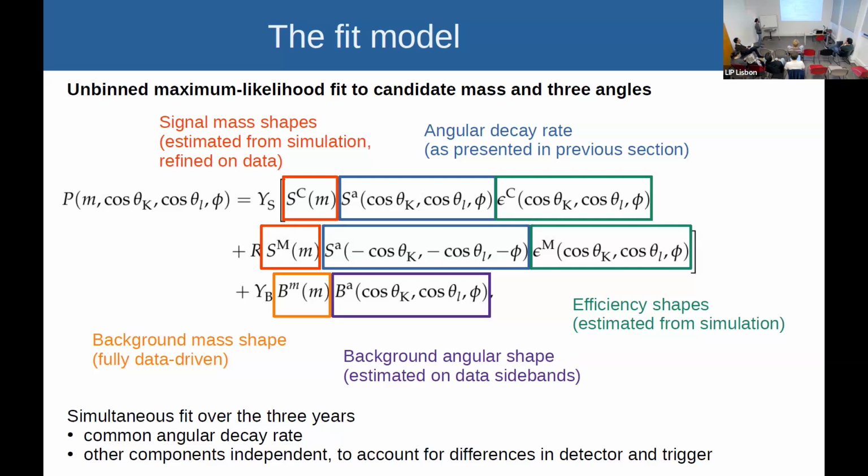So, I mentioned that we use 3 years of data taking, and what we do is a simultaneous fit over the 3 datasets, keeping the common angular parameters. We don't expect the angular decay rate to change from year to year because it contains the physical observable dependence. But all the other components, so masses and efficiencies, are independently estimated for each year to account for differences in the detector, in the triggers, and so on, since our detector changed quite a bit along the data taking run.